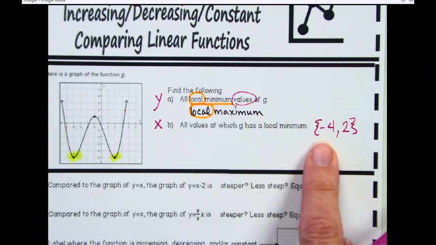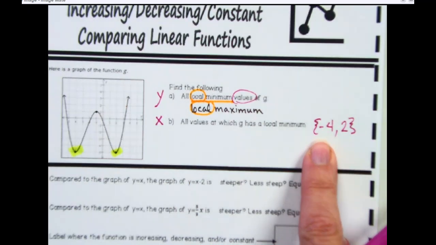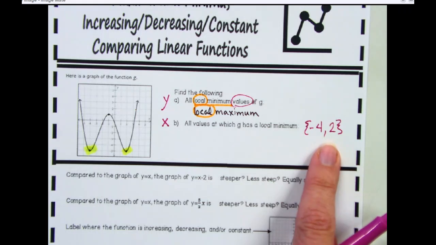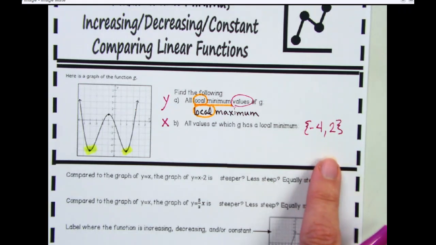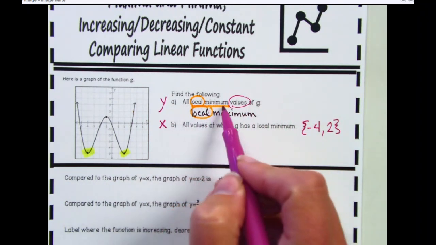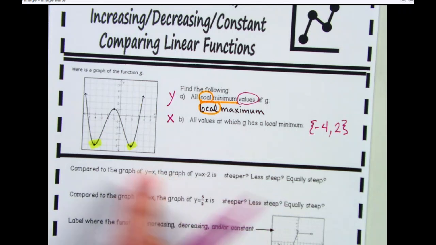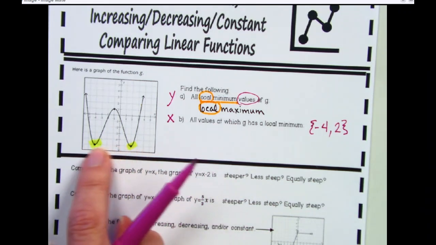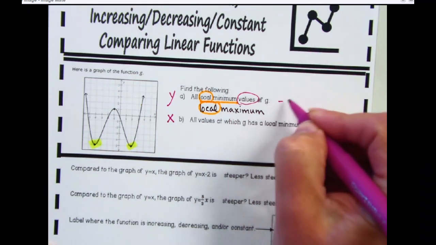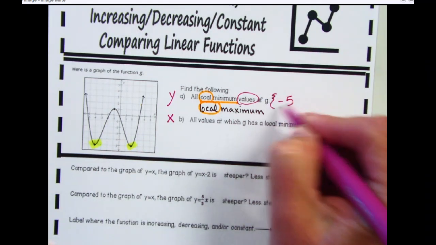I had a question last week, what are those little curly things? Those braces just mean the set. These are our answers. Okay, so if I'm going back here, all local minimum values of G. So I'm looking at the Y's now. This is at the same level, isn't it? And it equals what? -5.